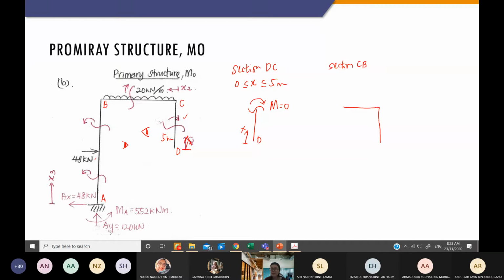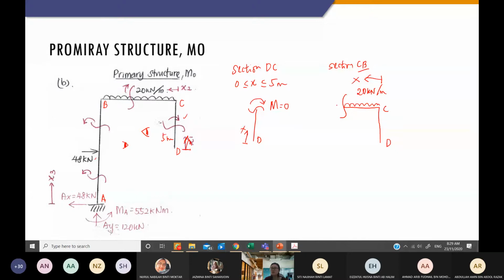Because I'm cutting the structure into 2 parts, either the left part or the right part. So this is my right part, where I have this 20 kilonewton per meter. So this is my cut section. This is my C, this is my D. And your X must always be from a line parallel with your member. Now I'm talking about CB, so my X starts from here.